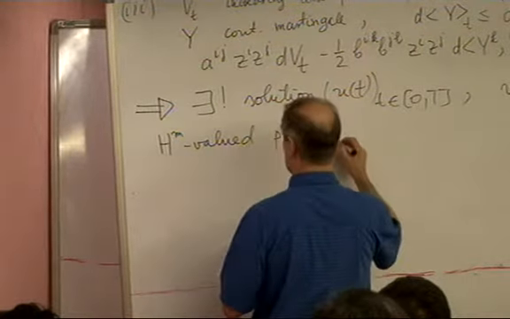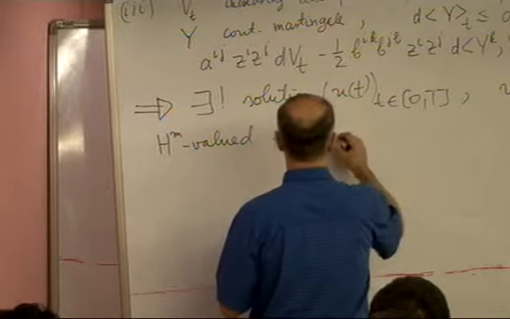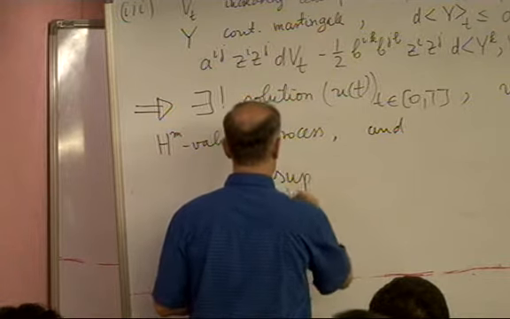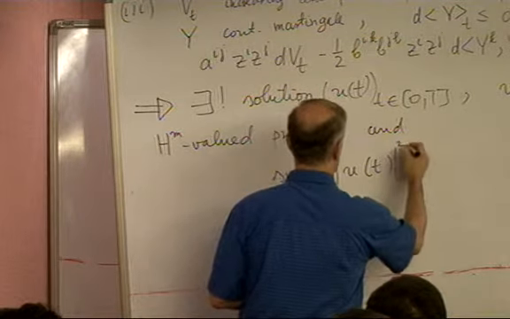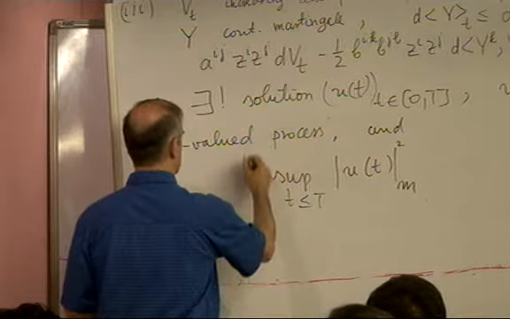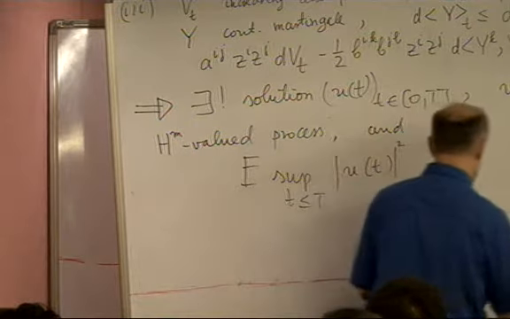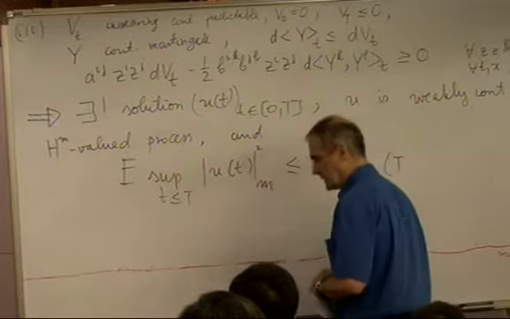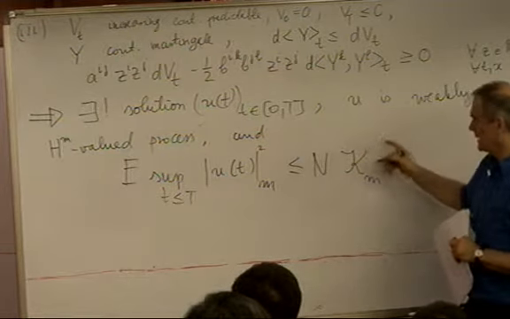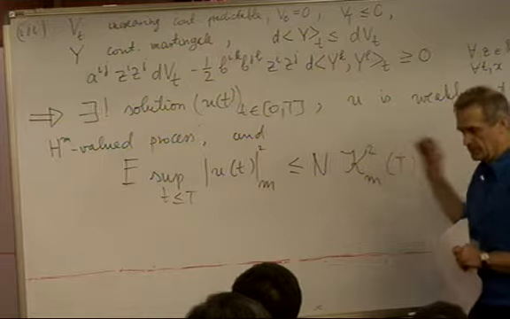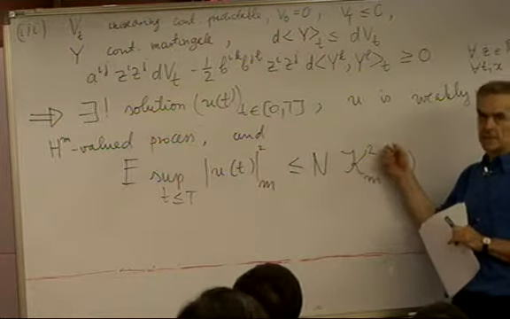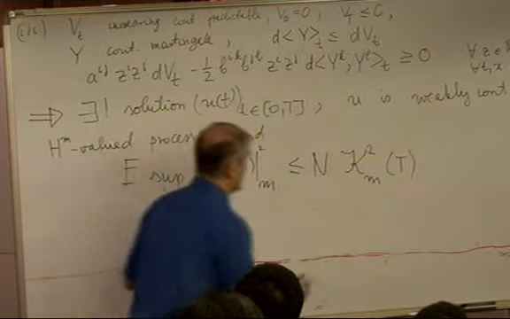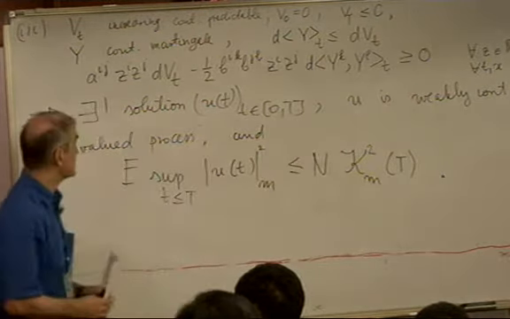And the following estimate holds, the supremum of the solution norm squared in the H^m norm, expectation, is less than or equal to a constant times the K_m. Oops, did I use the K? But again, I probably forgot to write the square. It's always better to have the right homogeneity. So my notation for that expression is K squared and not K. All right. So this is the theorem. So let us discuss a little bit.